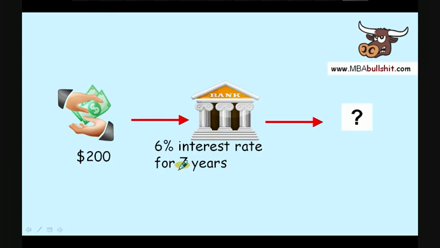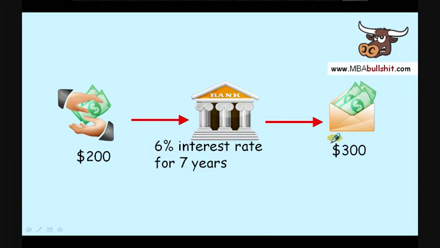Okay? I think it's quite easy. Well, maybe not yet, but I'll tell you the answer, and the answer is you will have $300. If you put $200 in a bank for 7 years and you get 6% interest, then you will have $300 after those 7 years.